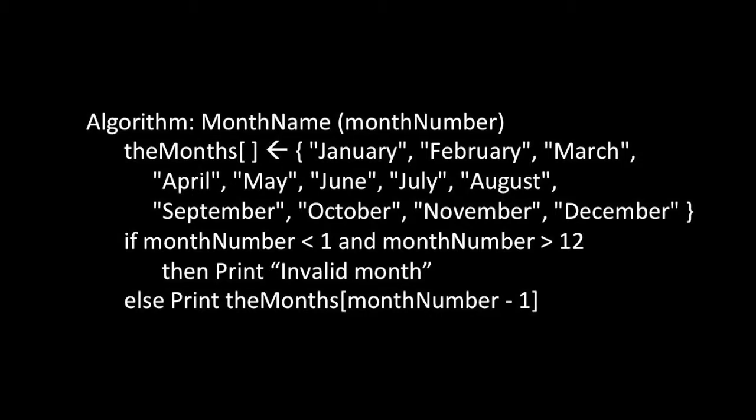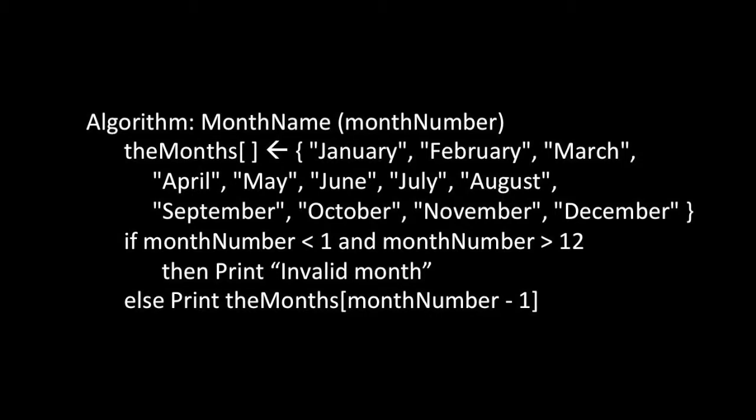The first thing I will do is initialize an array with the names of the months as strings. My variable will be called the months, and putting the two square brackets after the name of the variable indicates it's going to be an array, and I'll assign that new variable, the array the months, the values in the brackets.